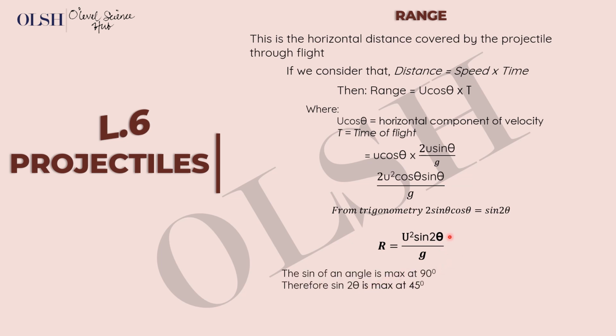The sine of an angle is maximum at 90 degrees. If you have sine theta and theta is 90 degrees, that is the maximum value you can get from a sine. Since we have sine 2 theta here, if theta is 45 degrees, we have the maximum value for this range. So the maximum range is equal to u squared over g, because once we put in 45 here, sine 2 times 45, which becomes sine 90, gives us 1.